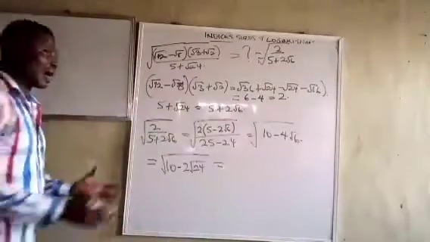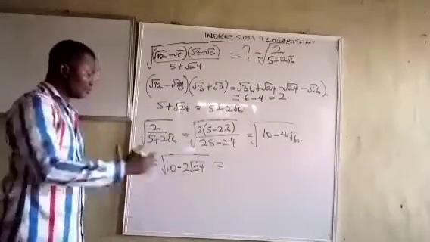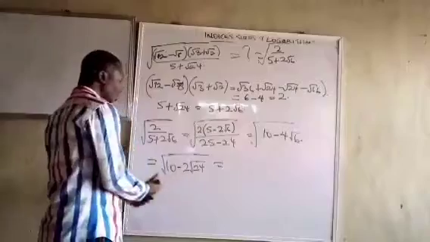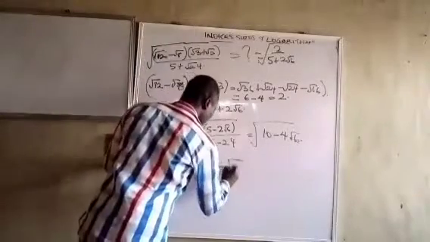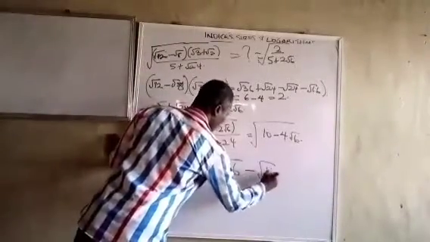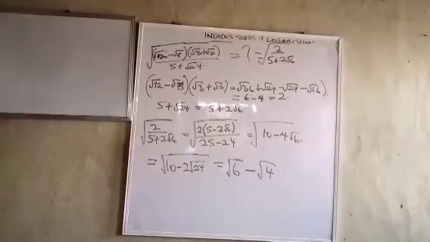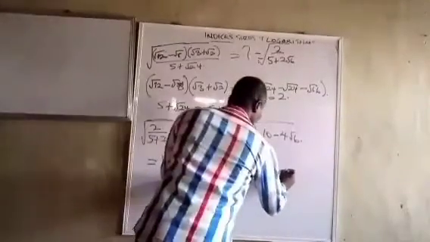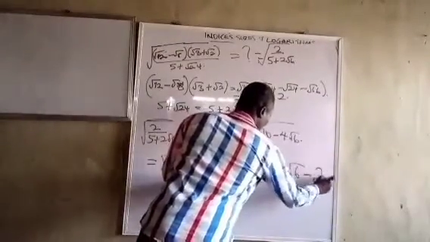And what are the two numbers that when you add them, it gives you 10, and when you multiply them, it will give you 24? That is 6 and 4. So we have this one to be root of 6 minus root of 4. Straightforward. So this gives us root 6 minus 2.